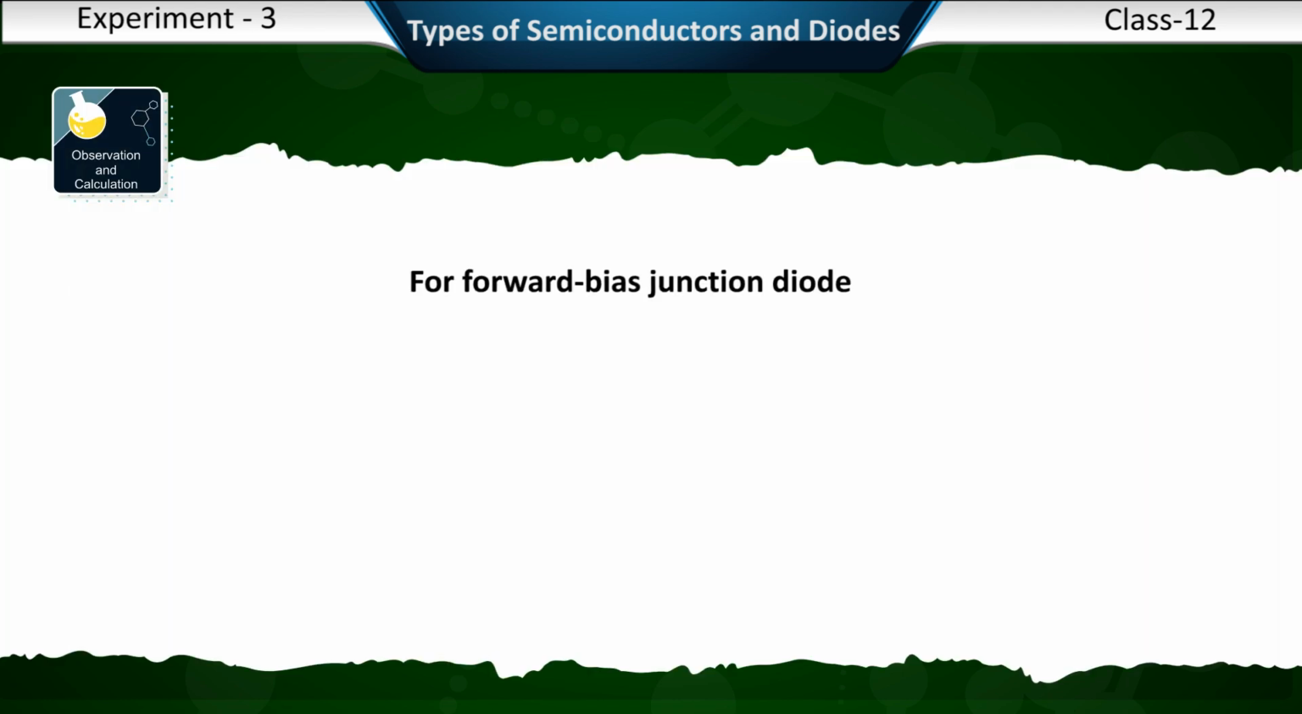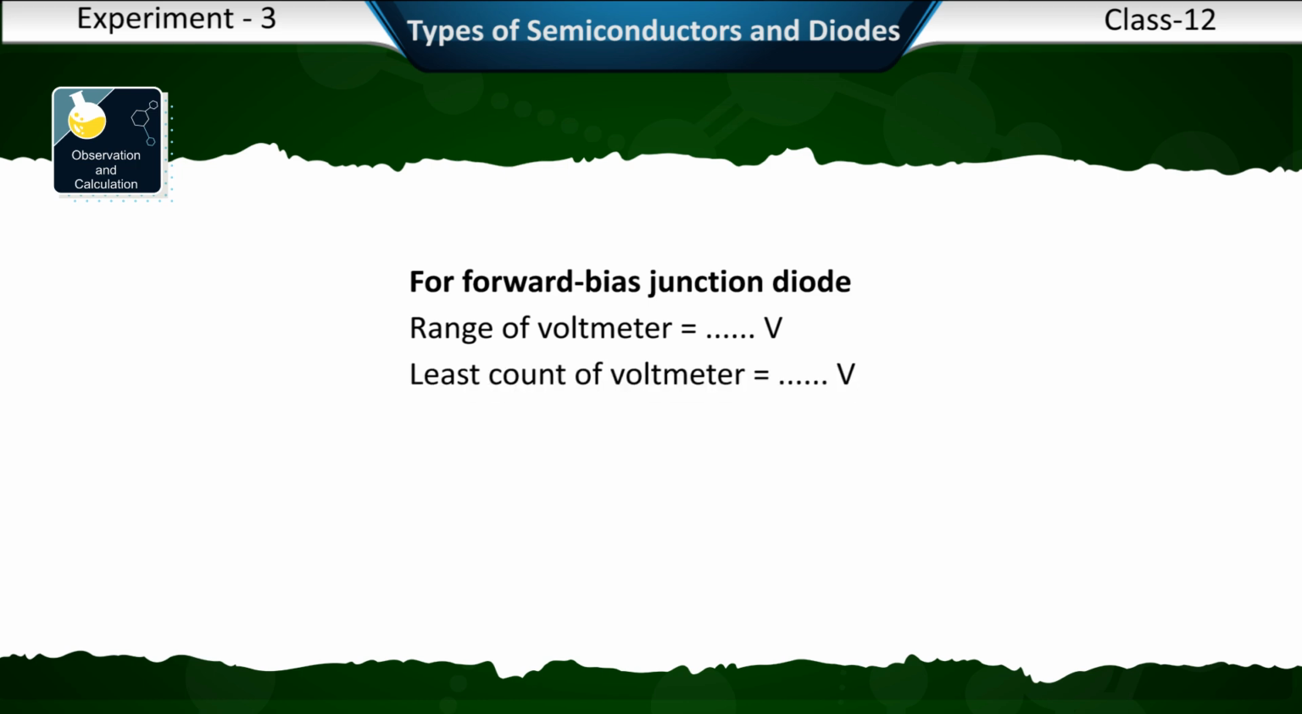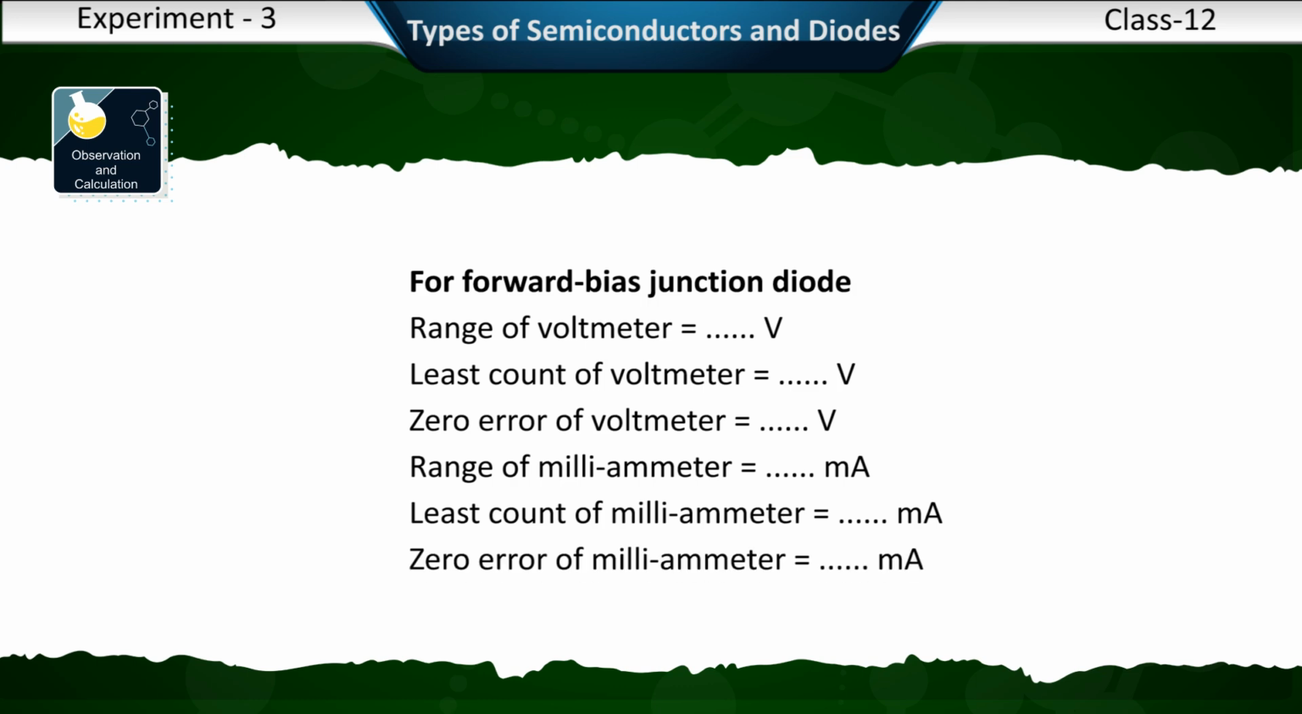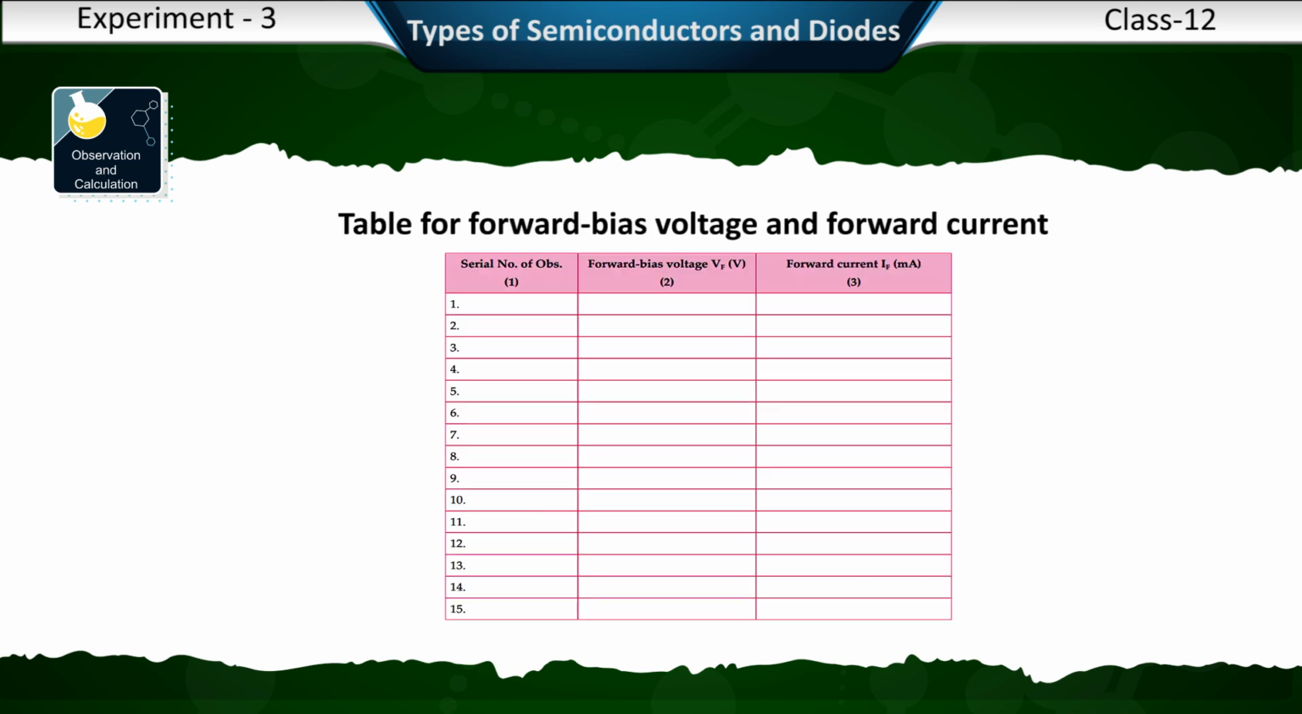Observations. For forward bias junction diode, range of voltmeter is equal to, calculate this in volt. Least count of voltmeter is equal to, calculate this in volt. Zero error of voltmeter is equal to, calculate this in volt. Range of milliammeter is equal to, calculate this in mA. Least count of milliammeter is equal to, calculate this in mA. Zero error of milliammeter is equal to, calculate this in mA. Table for forward bias voltage and forward current.